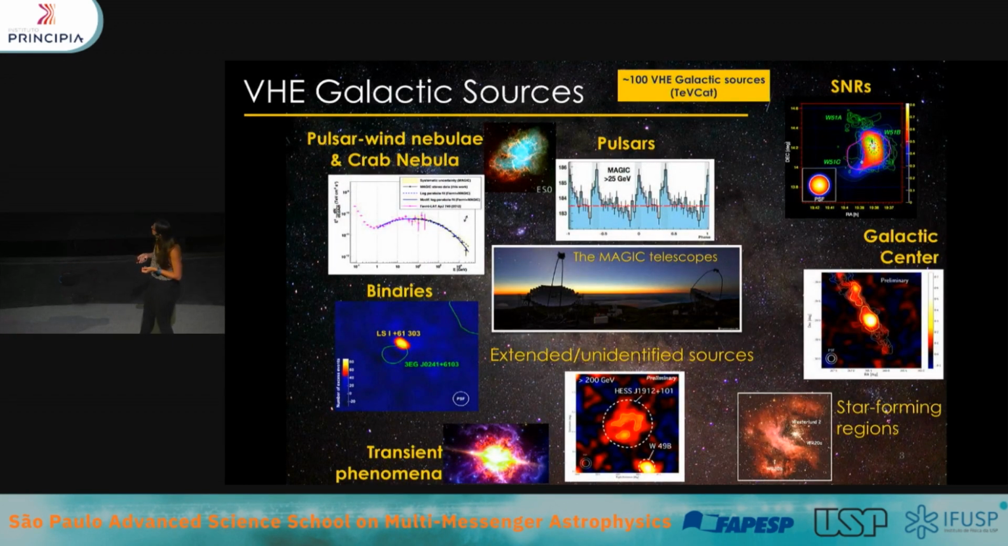So I'll be focusing today mainly on pulsar wind nebulae and especially the Crab Nebula, our standard candle, pulsars, some hints on supernova remnants, a little bit of information on the galactic center, binaries, some transient phenomena, and then there are other sources, but I don't have a lot of time to go through all of it.